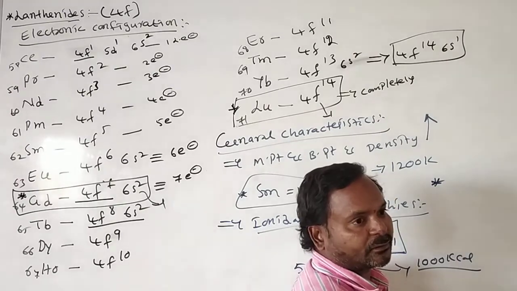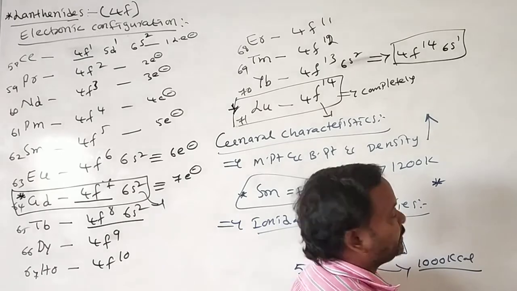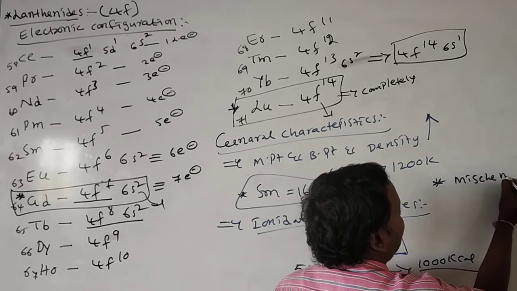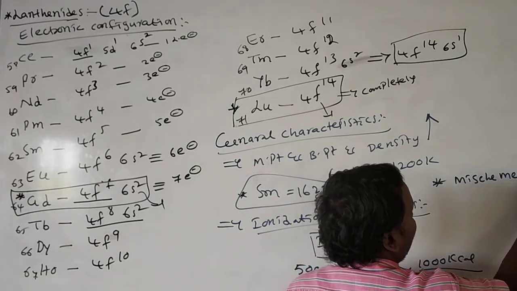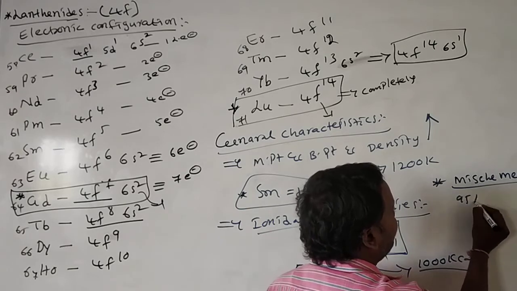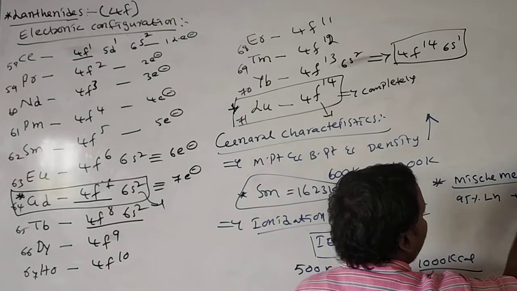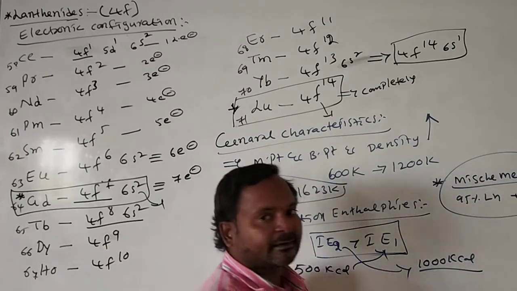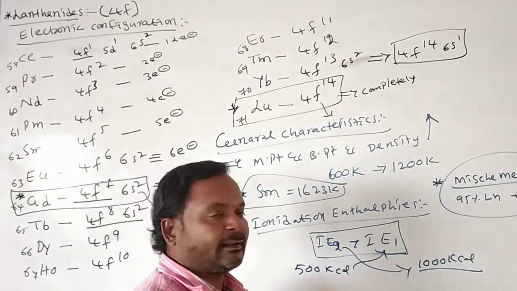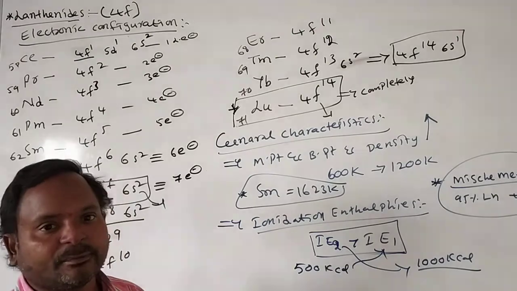Before that, lanthanides are also used for the preparation of alloys. Especially lanthanide is used for the preparation of Misch metal. Misch metal contains 95% of lanthanum and 5% of iron. This is a one mark question: what is the composition of Misch metal? 95% of lanthanum, 5% of iron, we call it Misch metal.